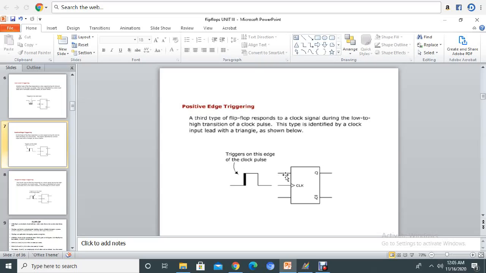Triggering can be classified into two types: edge triggering and level triggering. Edge triggering again can be classified into two types: positive edge triggering and negative edge triggering. Similarly, you can classify the level triggering into two. One is high level triggering, next one is low level triggering.